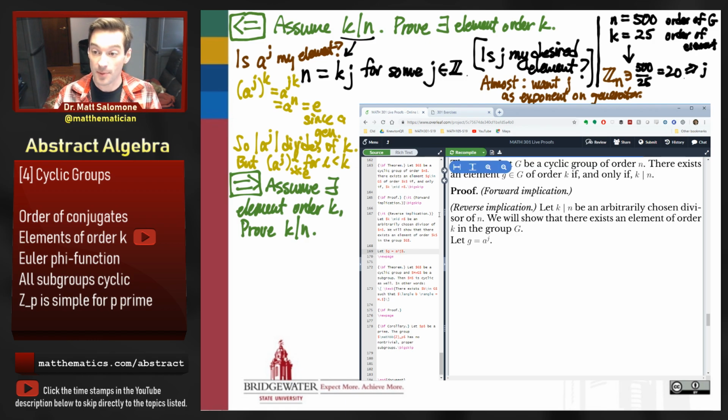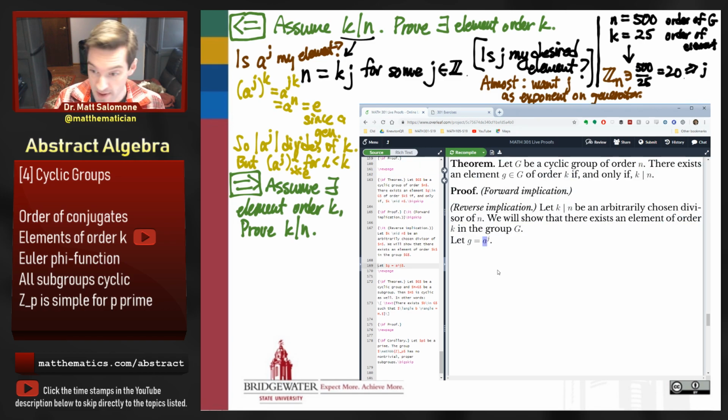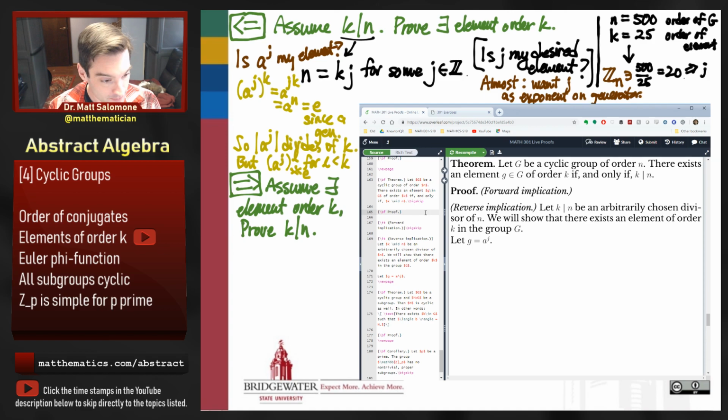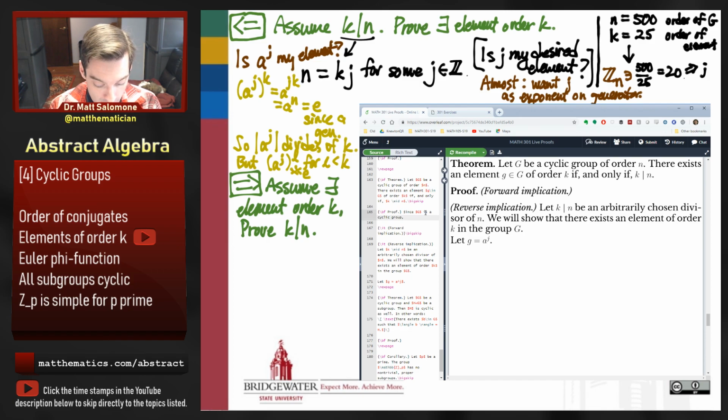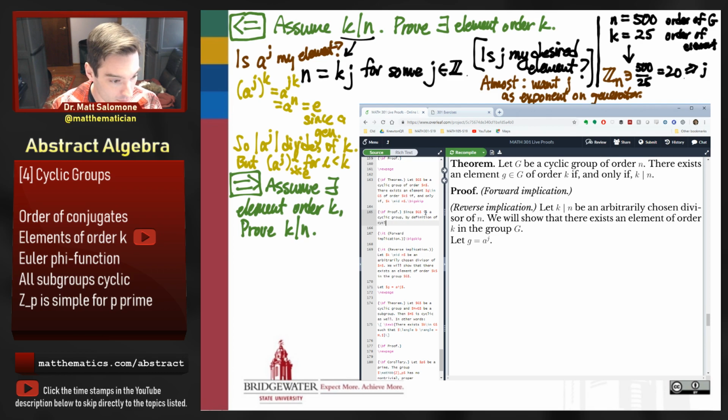But an astute observer would recognize that right away, I have a surprise symbol. I haven't told my reader what in the world a means. Right? So what is a? A is supposed to be a generator for my cyclic group. So I should say that right at the beginning. At the very least, I should say it at the beginning of my reverse implication, but maybe I should say it at the beginning of my proof. So since G is a cyclic group, there exists, by definition of cyclic group, there exists a generator, a in G.